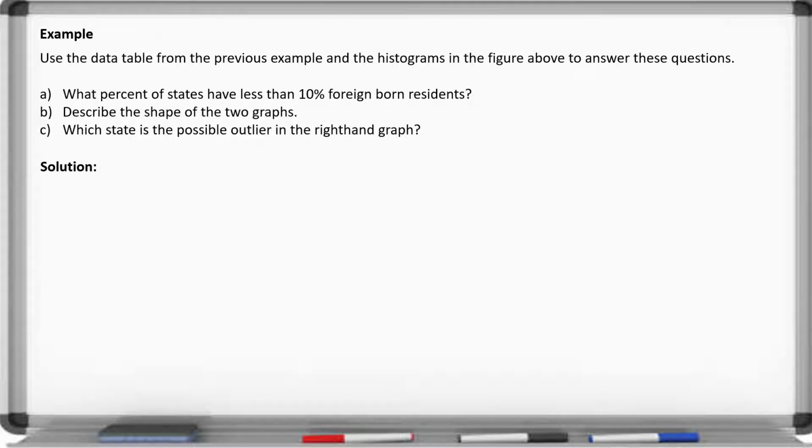Let's look at another example. So this time we want to interpret the distribution from the histogram. So use a table from the previous example in the histograms to answer these questions. So what percent of states have less than 10% foreign-born residents? So if you go back to the table, we want less than 10%. So in that case, there were 19 at the top, and then 15 were in the second category.